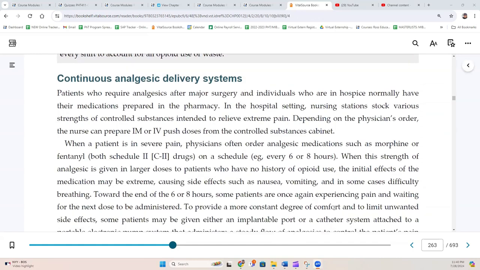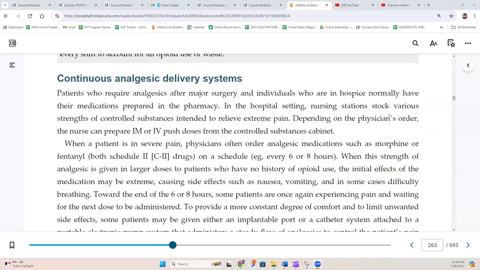Patients who require analgesics after major surgery and individuals who are in hospice normally have their medications prepared in the pharmacy. In the hospital setting, nursing stations stock various drawers of controlled substances intended to relieve extreme pain. Depending on the physician's order, the nurse can prepare IM or IV push doses from the controlled substances cabinet. When a patient is in severe pain, physicians often order analgesic medications such as morphine or fentanyl, which are both Schedule II drugs, on a schedule, like every 6 or 8 hours.